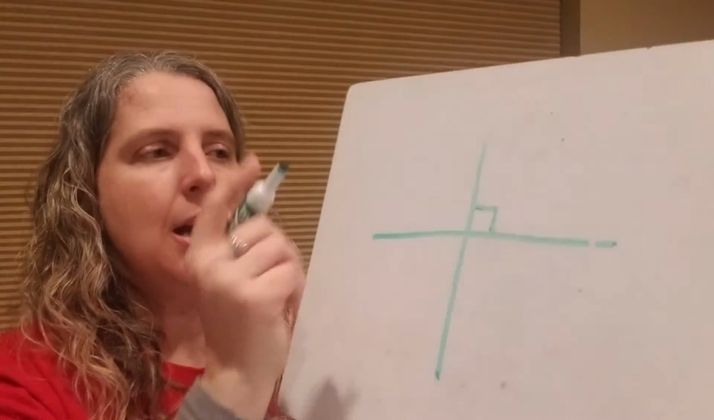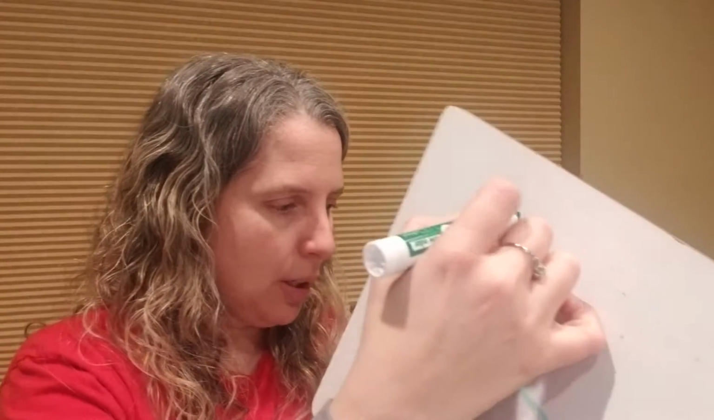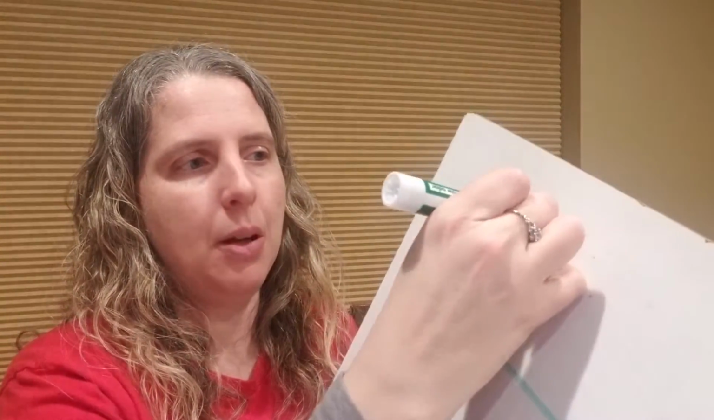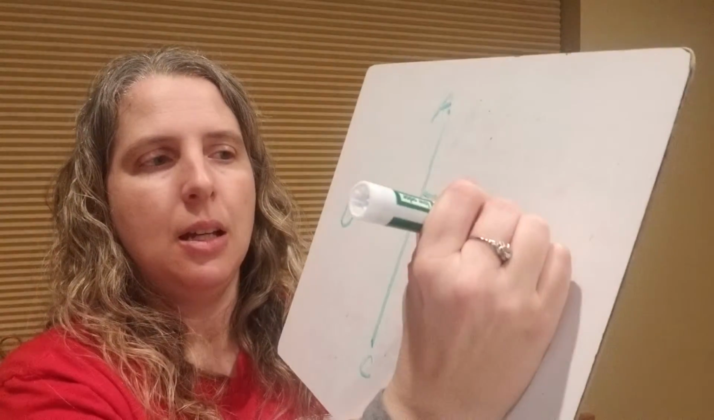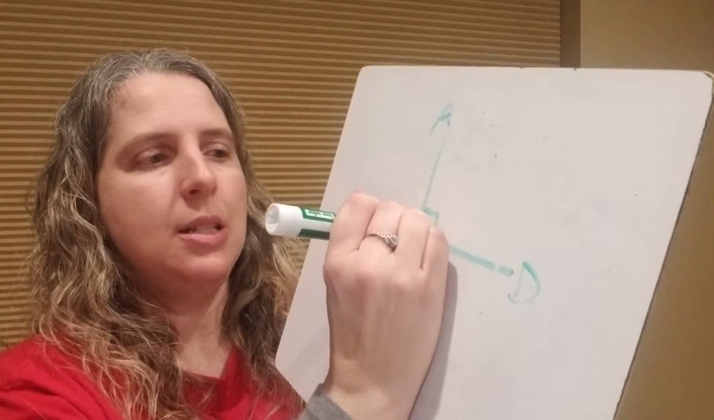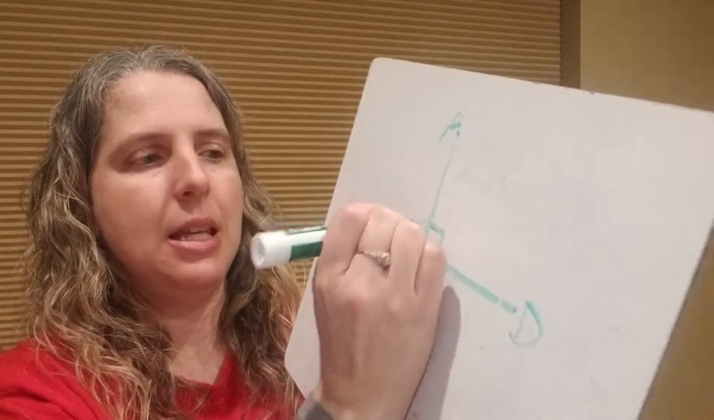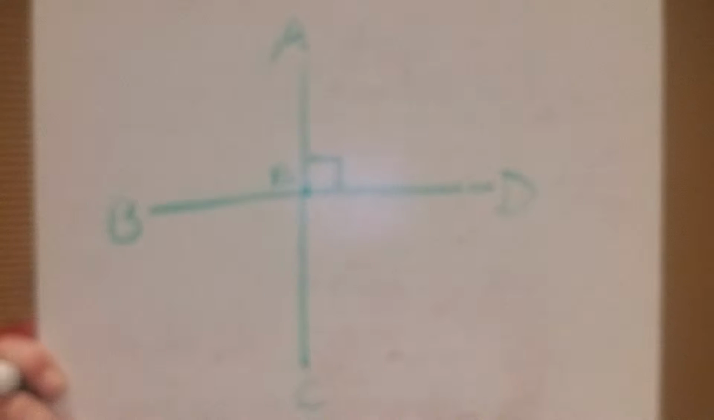Okay, I want you to label these. So we're gonna go like this. A at the top, we'll go around this way. B, C, D, and then this point in the middle, that's gonna be letter E. So make that, all right?